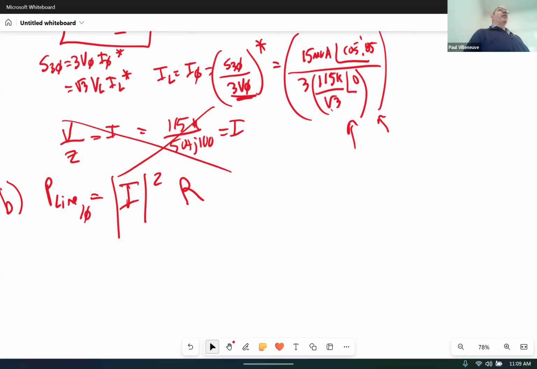How many phases in this line? So if I want to go from single phase to three phase, what do I need to do to P line? Because I have three wires carrying the power. So I have three equivalent 50 plus J 100 ohm impedances in those lines. So I got to multiply that by 3. Questions on part B?